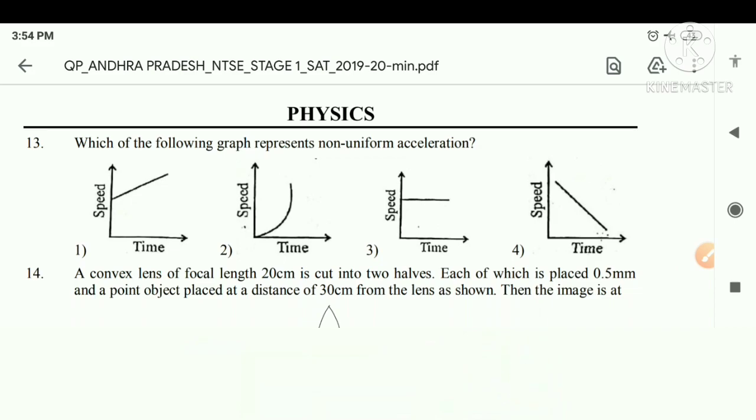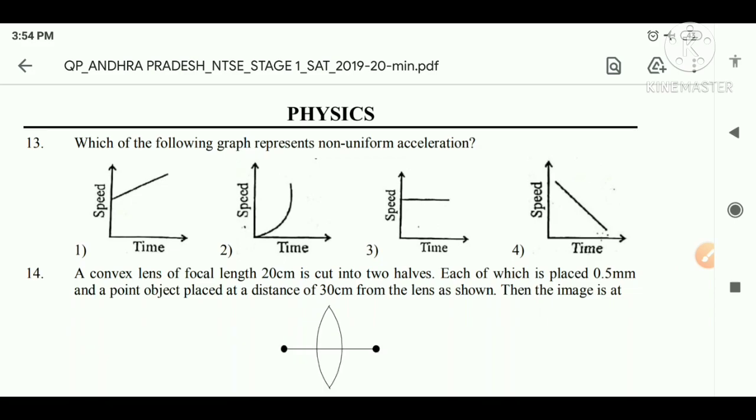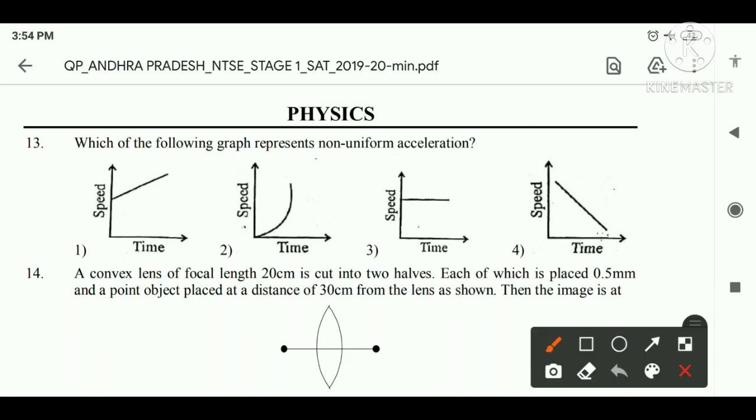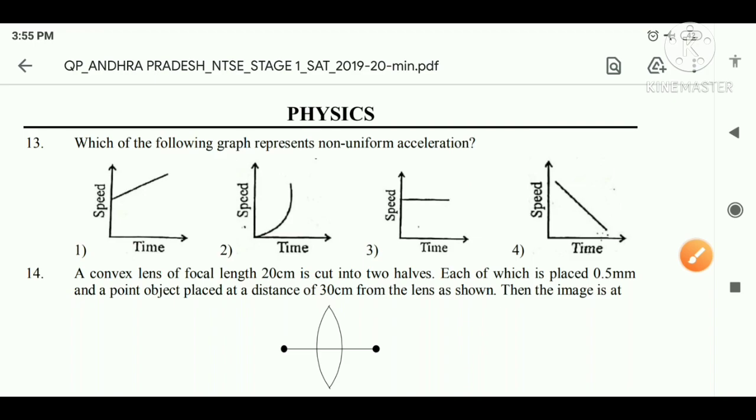Number 30. Which of the following graphs represents non-uniform acceleration? Dear students, here 4 options are given. In that, the first one is uniform acceleration and the second one is non-uniform acceleration, because in option 2 the slope of the speed-time graph is not constant, which represents non-uniform acceleration. So option 2 is the right answer. Option 3 is a constant acceleration and option 4 is showing uniform acceleration. Okay, now let's go to the next question.